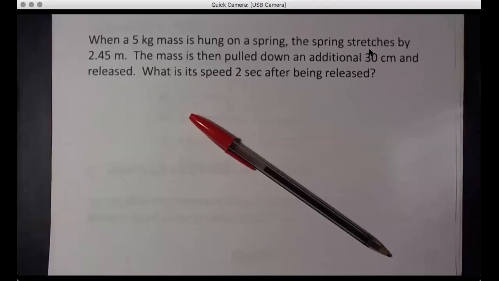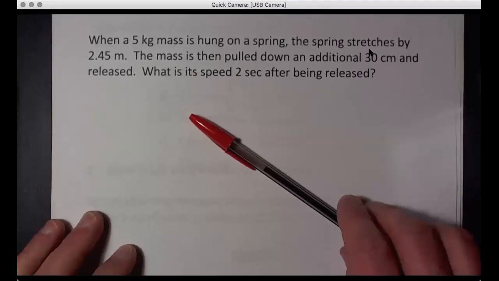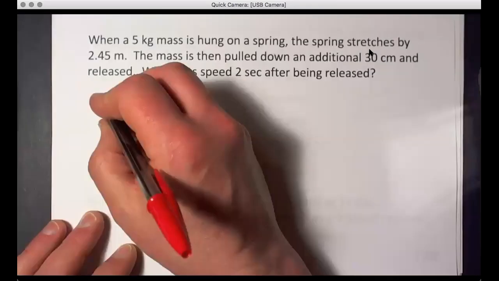Okay, a 5 kilogram mass is hung on a spring. The spring stretches by 2.45 meters. It's pulled down an additional 30 centimeters and released. What is its speed 2 seconds after being released? Well, we already went through this, right? This is like our experiment.